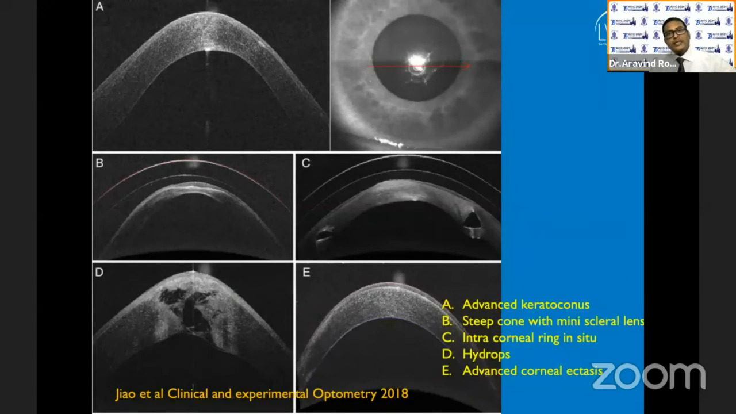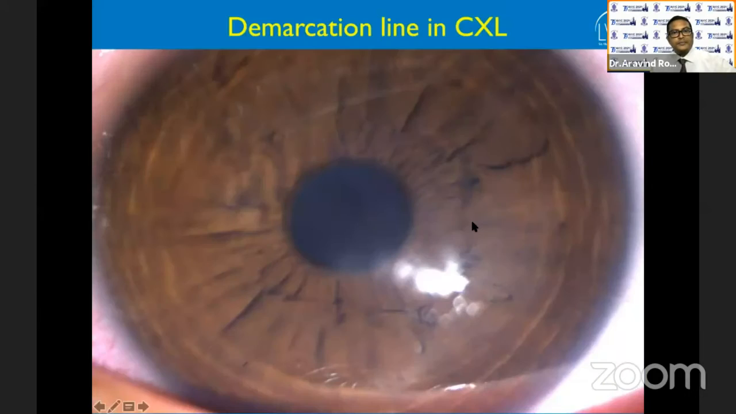The OCT is very useful to image a wide array of clinical findings in keratoconic eyes. The keratoconic eyes can also show hydrops, which will appear as cystic spaces. There might be areas of scarring, and this is a miniscleral lens which is in position on the cornea, and the stability of intracorneal ring segments.